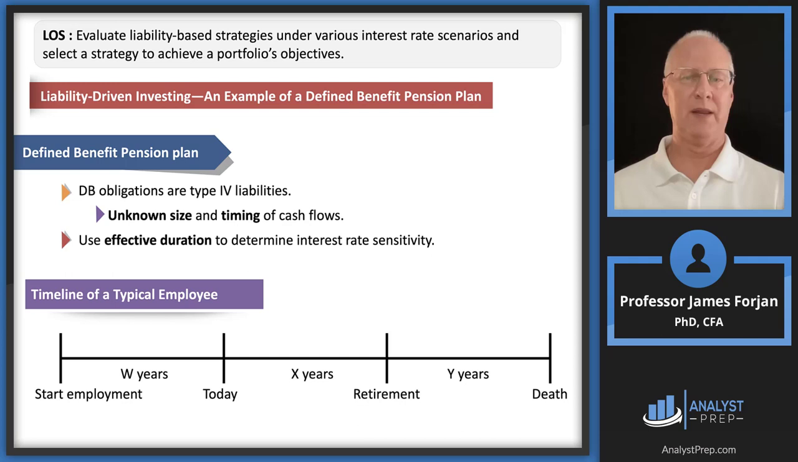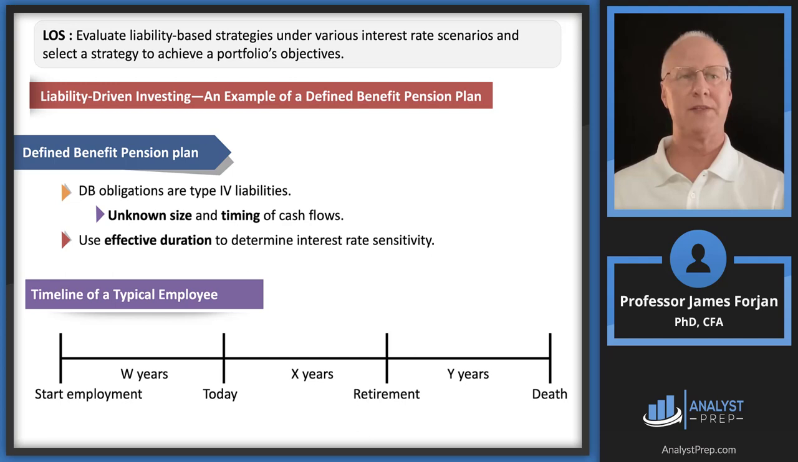And of course, I think I said this to you in part 1, this was created by pension fund managers who had, well, look right there at that first arrow point, type 4 liabilities, unknown size and timing of cash flows. So we need to use effective duration to determine that sensitivity to changes in yields.